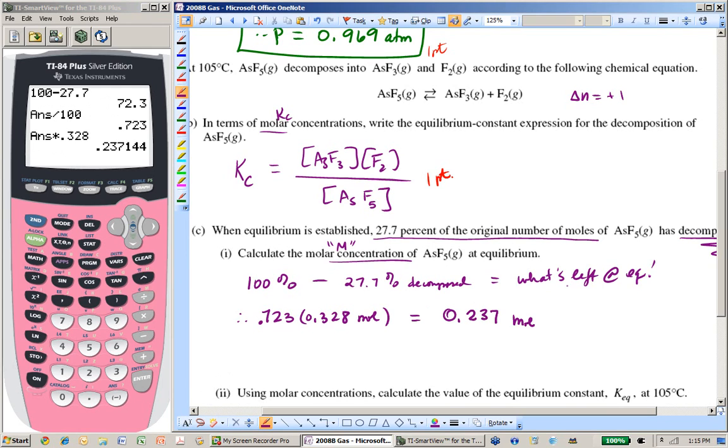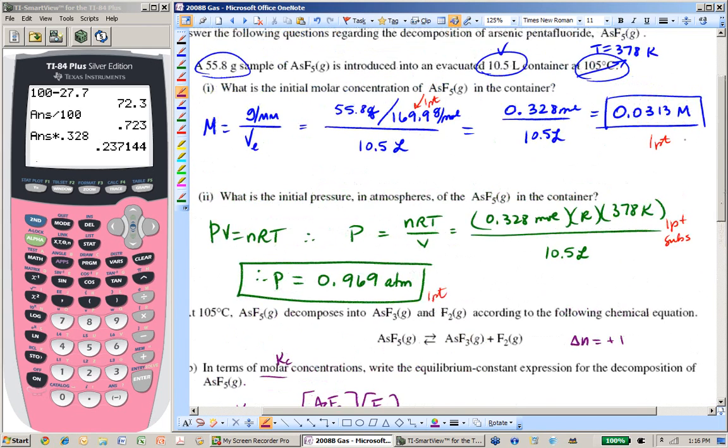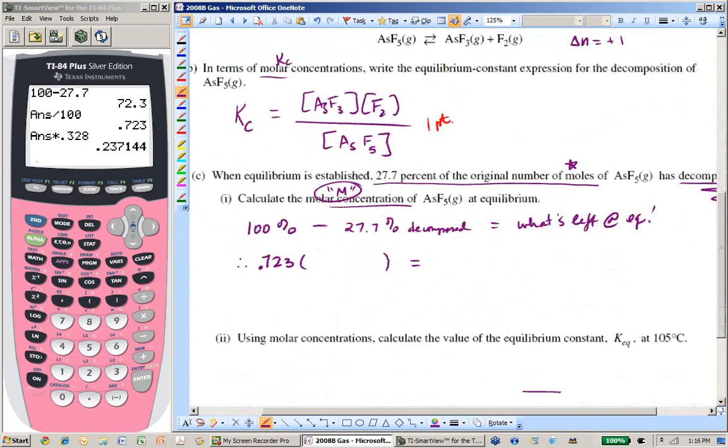Oh, no. That said moles. This says molarity. That's not the number I want. I want the molarity. Sorry about that. I want this number, 0.0313. Read the question, McCormick. All right, so let's try that again.